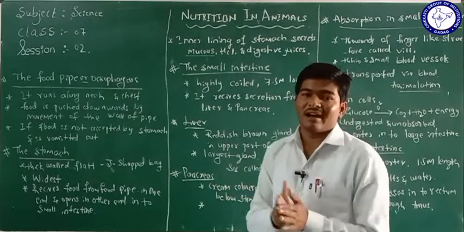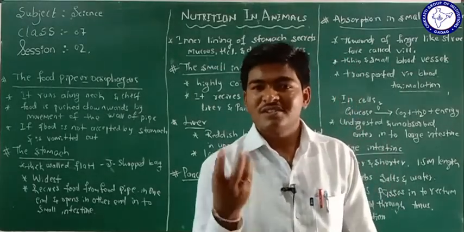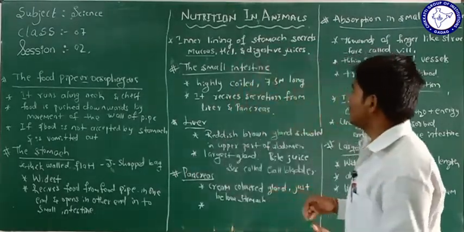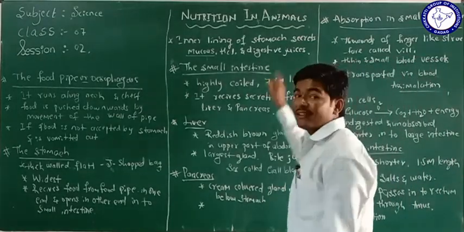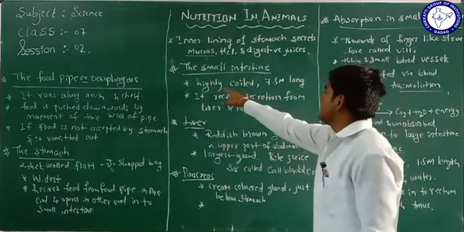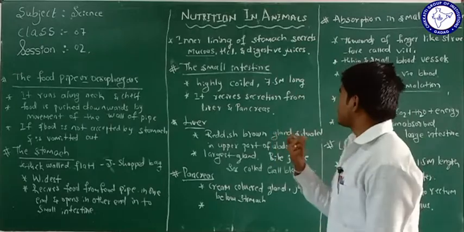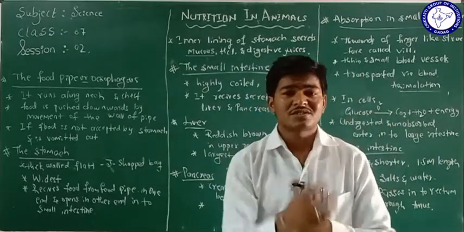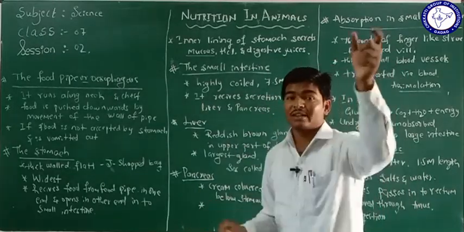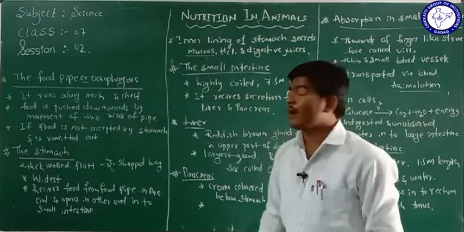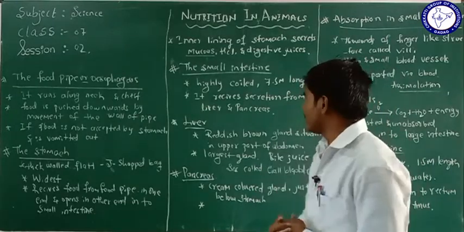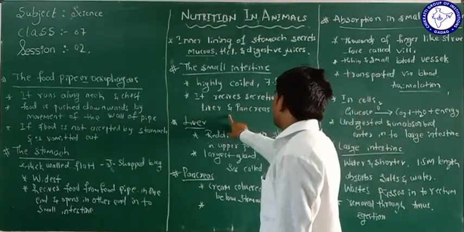Afterwards, when some part of the digestion is completed in the stomach, the food material in the stomach will be passed towards the small intestine. Then the food enters the small intestine from the stomach. What happens here? The small intestine is a highly coiled structure, and it has a very long length, about 7.5 meters. It receives the secretions from the liver and pancreas.